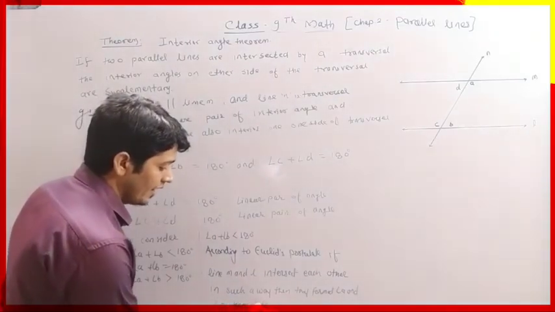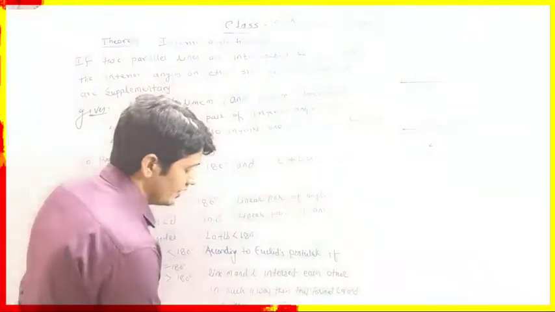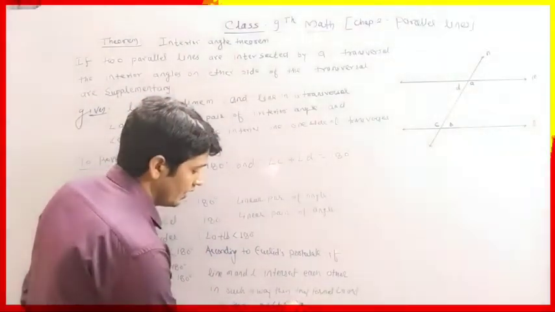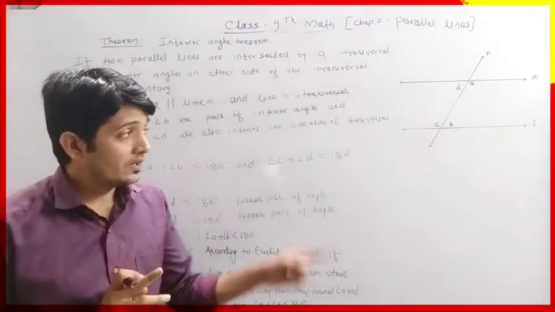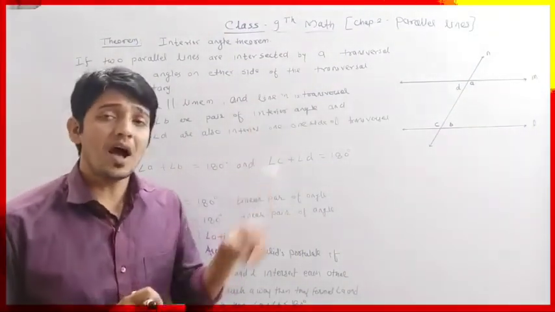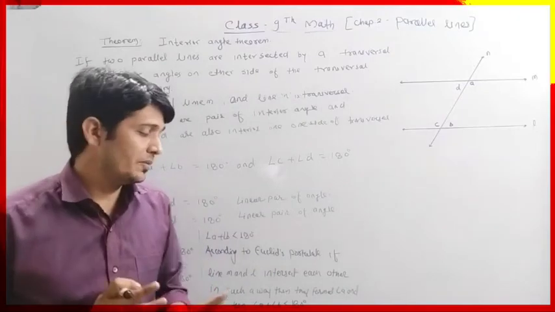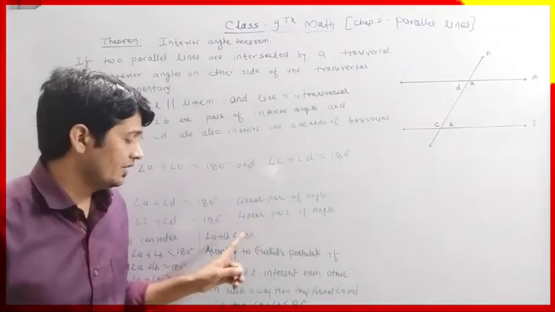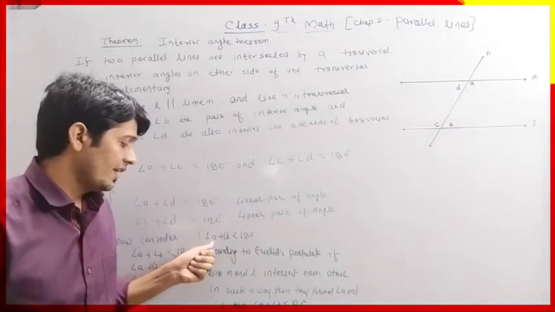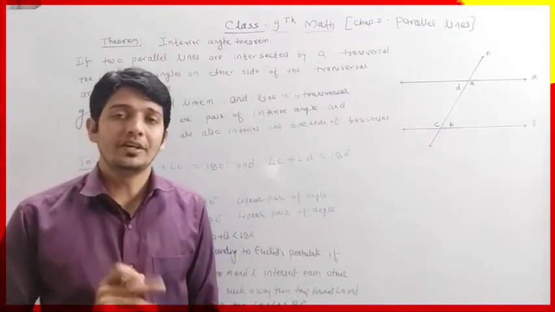Then angle A plus angle B is less than 180 degrees, then it would be 180 degrees. But lines L and M are parallel lines, they are never going to intersect. That means this postulate is not applying over here. That's why it is impossible that the measure of angle A plus angle B is less than 180 degrees.